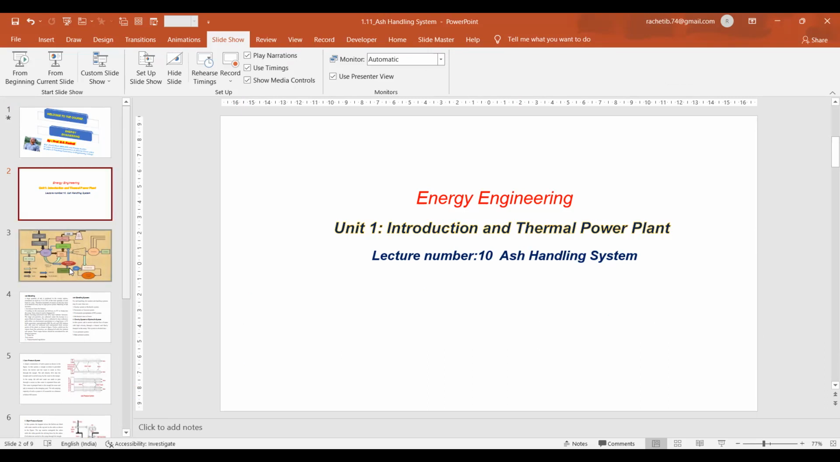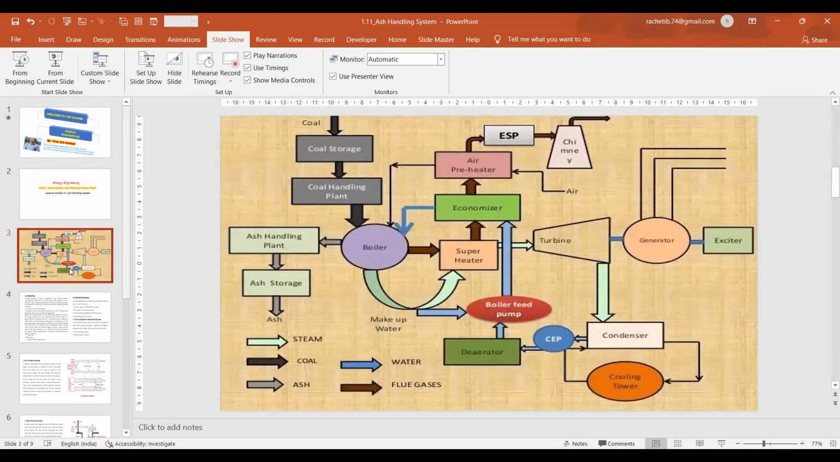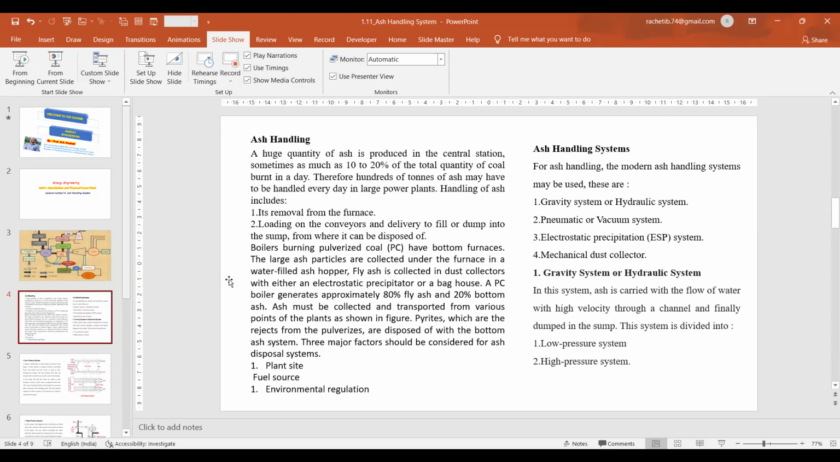Revision of the last three. We have seen in my diagram the ESP and the ash and ash storage. And we have seen the electrostatic precipitator, ash handling, ash storage. This comes under ash handling. What is the ash handling system?